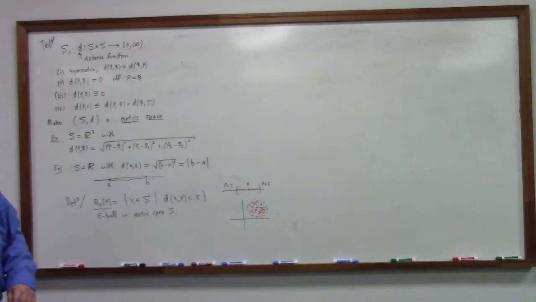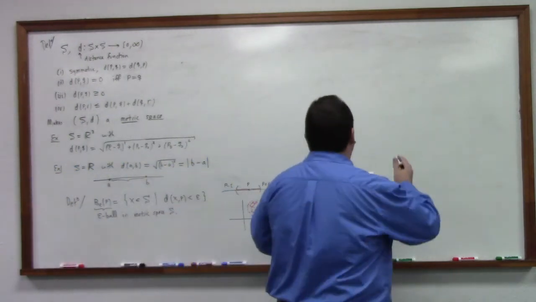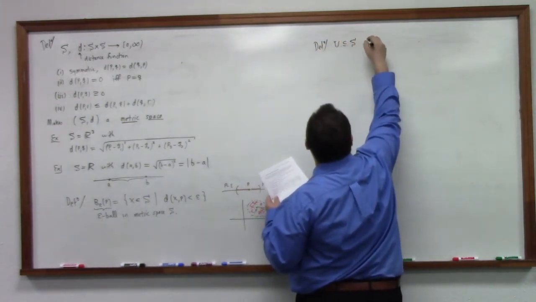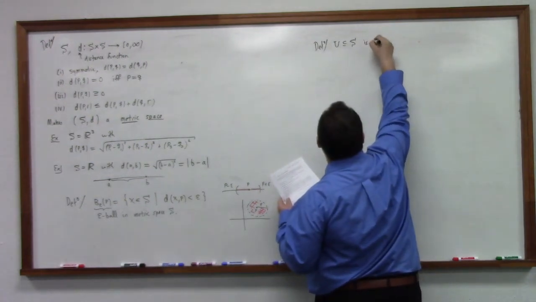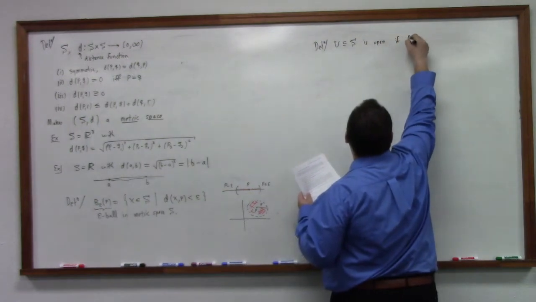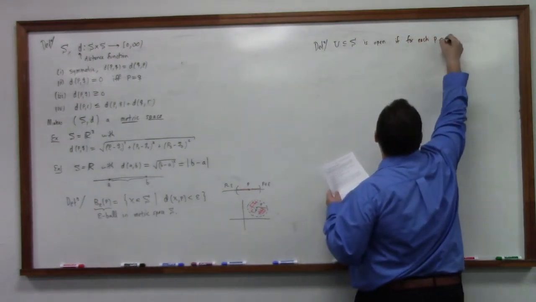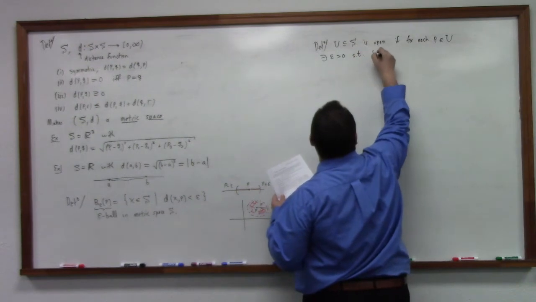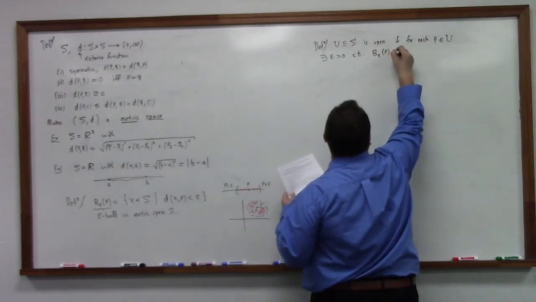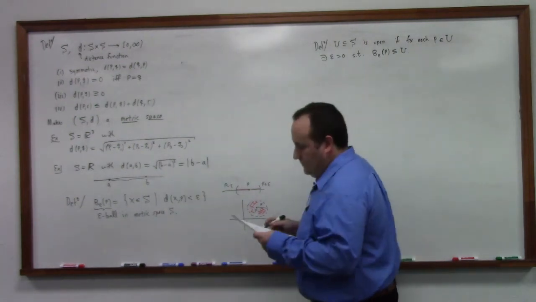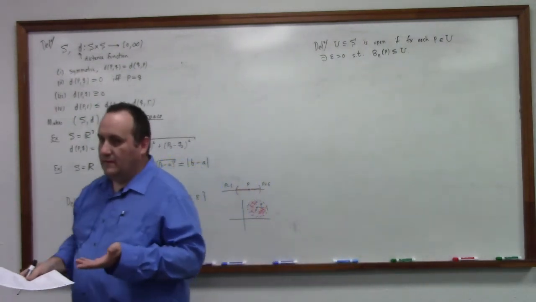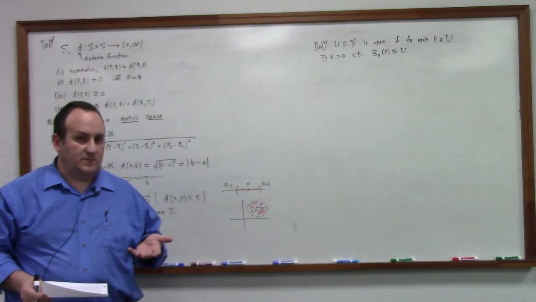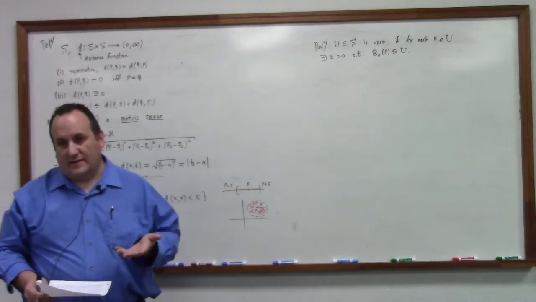So, definition: for U a subset of a metric space S, U is open if for each P in U, there exists epsilon greater than 0 such that the ball of radius epsilon centered at P is a subset of U. What that says is that P is an interior point of the set U. So a set is open if every point in the set is an interior point.